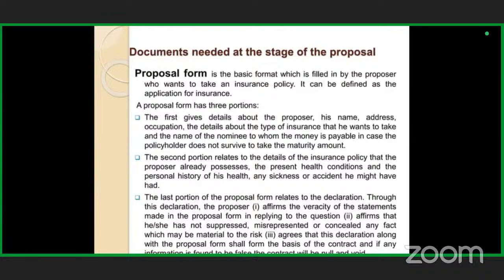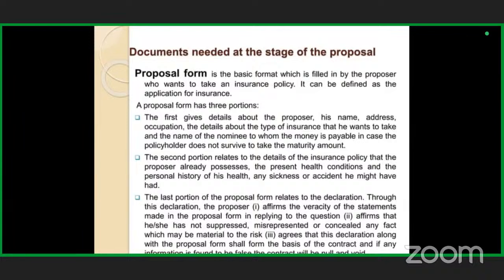So how many portions will be there in the proposal form? There are three portions in the proposal form. What is the first portion? It gives details about the proposer: his name, address, occupation, and other details; the type of insurance that he wants to take; and the name of the nominee to whom the money is payable in case the policyholder does not survive to take the maturity amount.